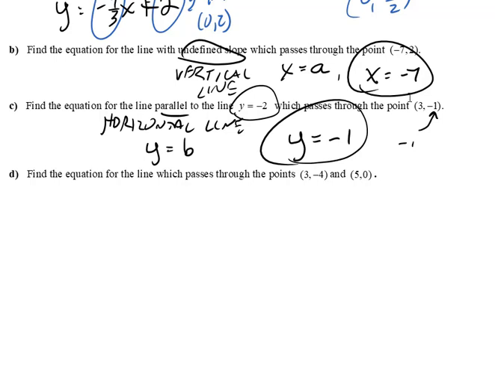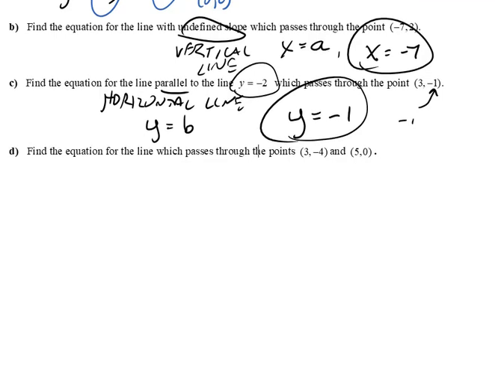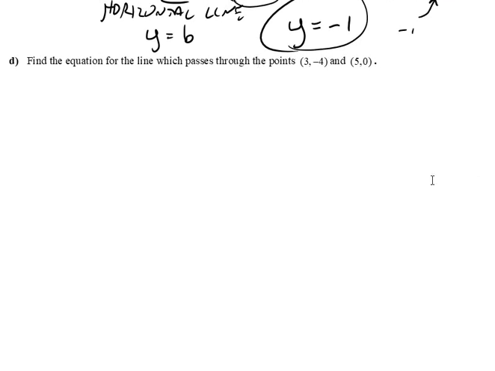And then finally, the last problem: find the equation for the line which passes through these 2 points, 3, negative 4, and 5, 0. So the first thing we're going to do is find the slope. I like to put the points in a table: 3, negative 4, and 5, 0.